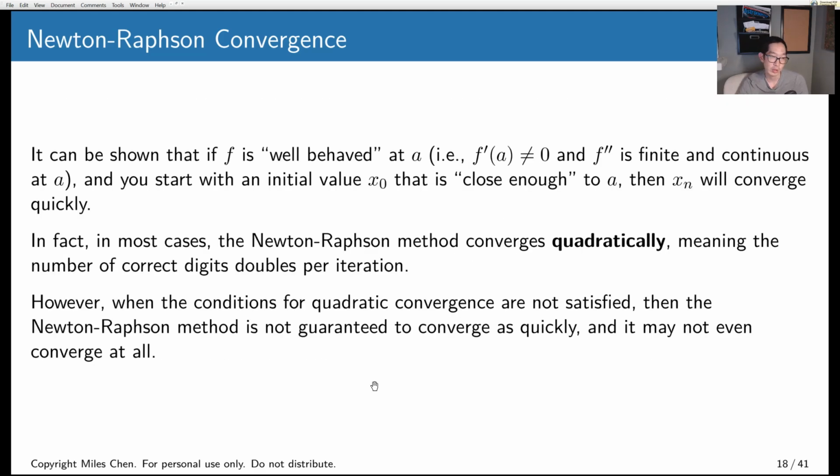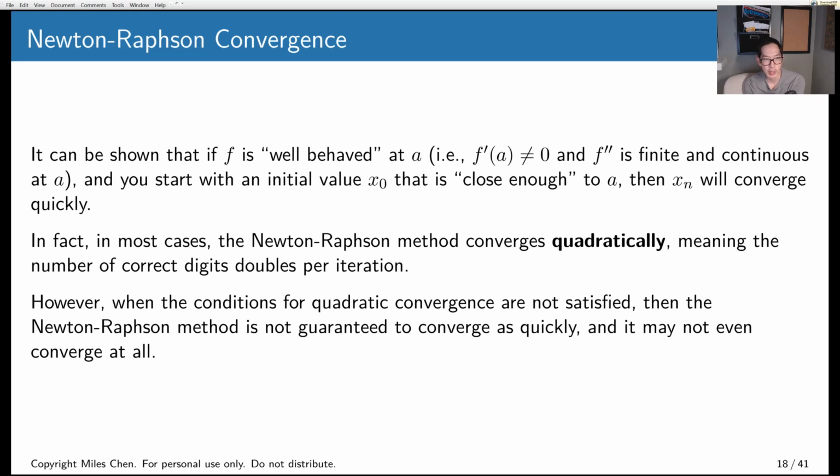And the answer is no. It does not always converge, okay? We can say that if f is well-behaved, that is, it can be approximated by a linear function around the root, okay? Then, and you start with a value x0 that's close enough to a, then yes, it will converge, okay?